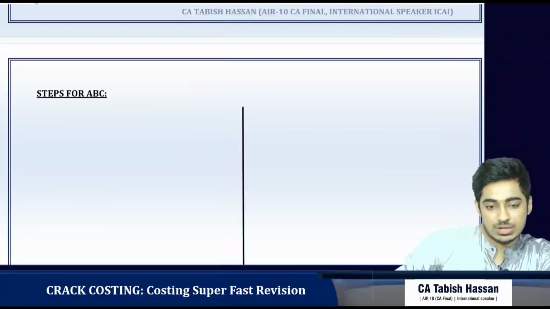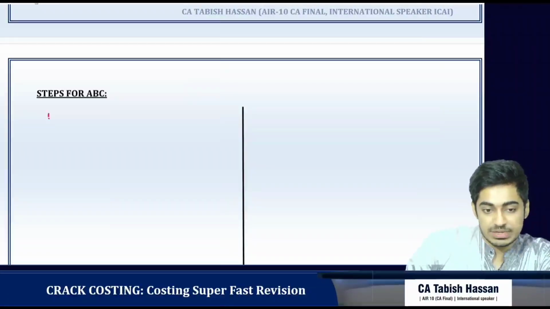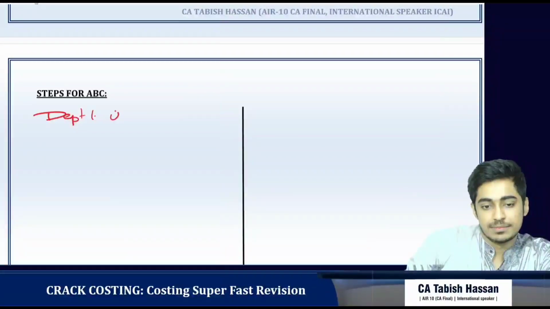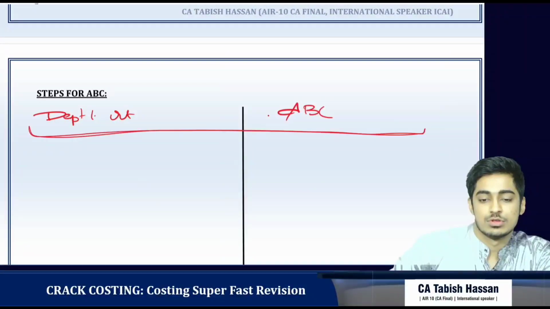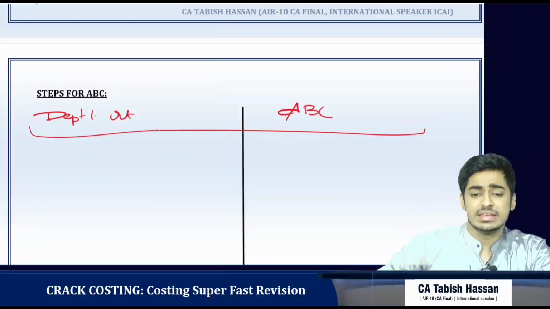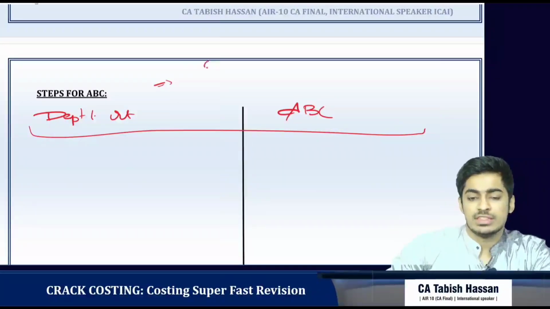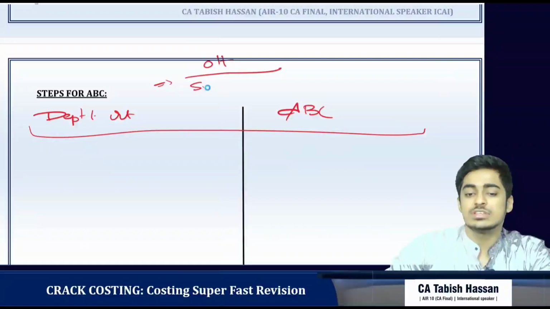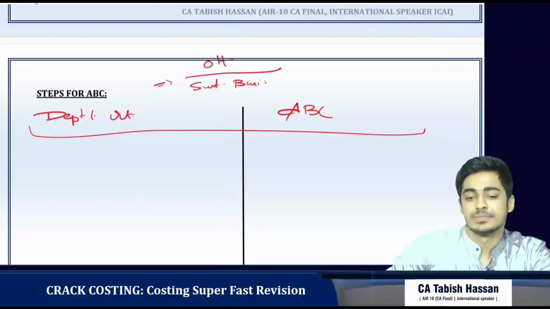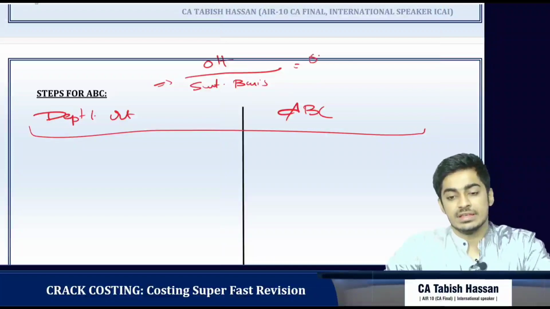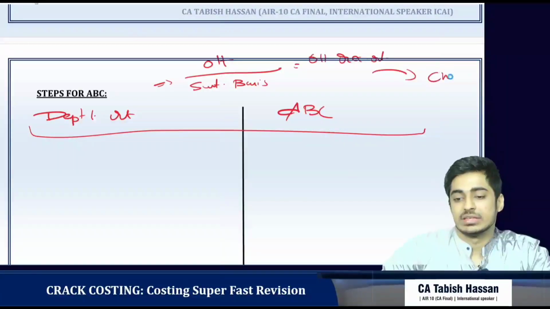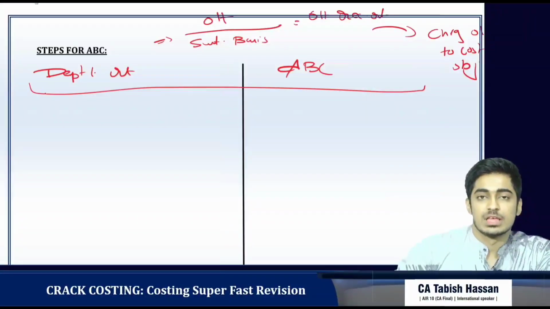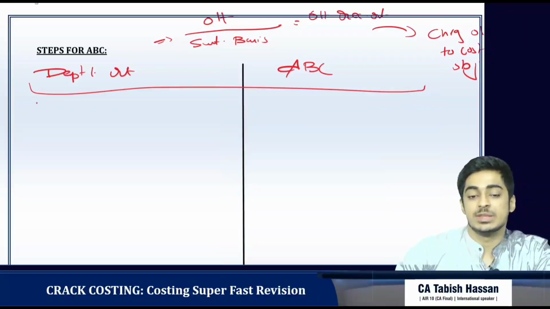So on the left hand side, we've got the departmental rate method, and on the right hand side, I have the activity based costing. So what is the main thing we do? We get the overhead, we compare it with the suitable basis, we get the overhead recovery rate, and based on the overhead recovery rate, we charge overhead to the cost object.